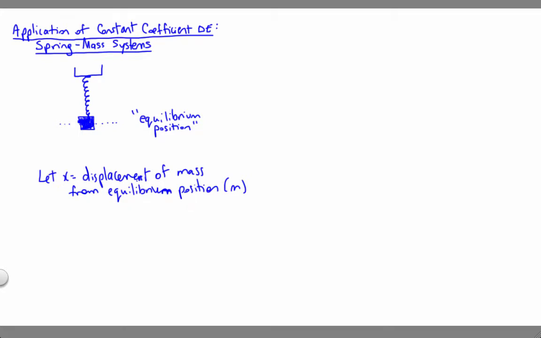We'll let x represent the displacement of the mass from equilibrium position in meters. This is a vertical displacement, and despite the fact that it's a vertical displacement, it's still really common to call this x rather than y. So we'll stick with that convention.